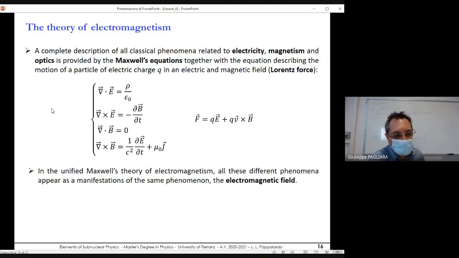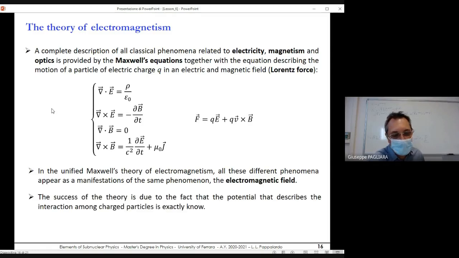In the unified Maxwell theory of electromagnetism, all these different phenomena, so optics, magnetic field, electric field, whatever, are all manifestations of the same phenomenon, which is the electromagnetic field, as you all know. And the success of this theory is due to the fact that the potential that describes the interaction among charged particles is exactly known. This is, of course, not the case for QCD. QCD is much more complicated.